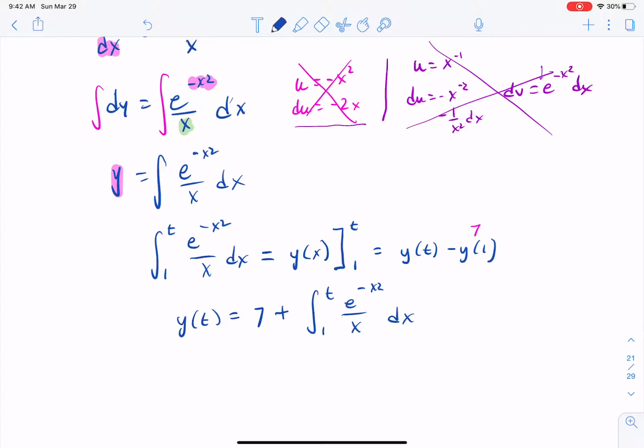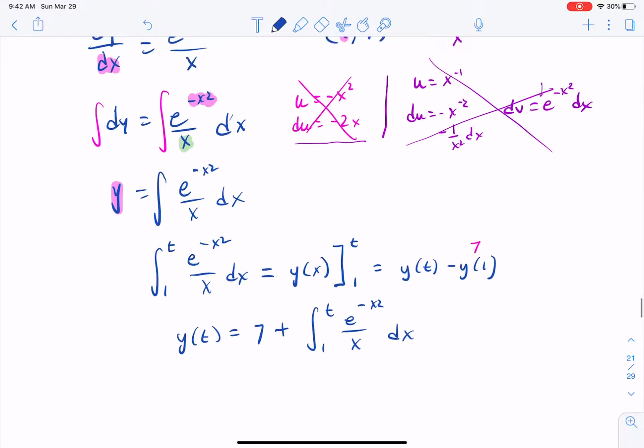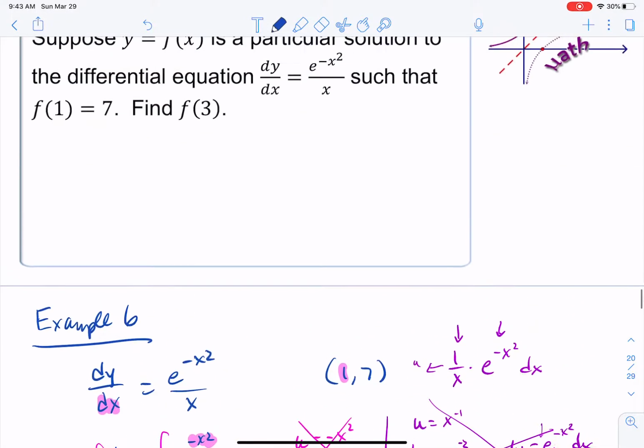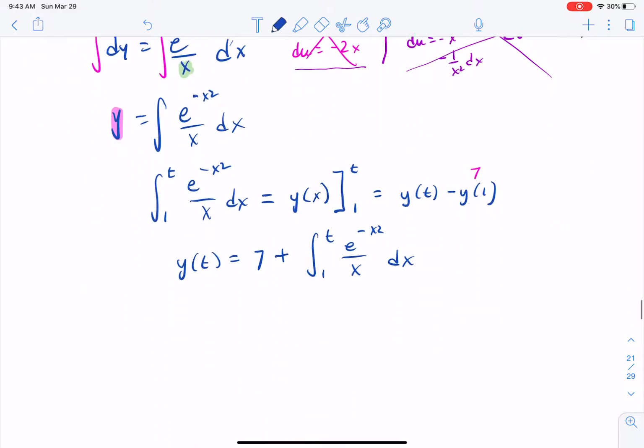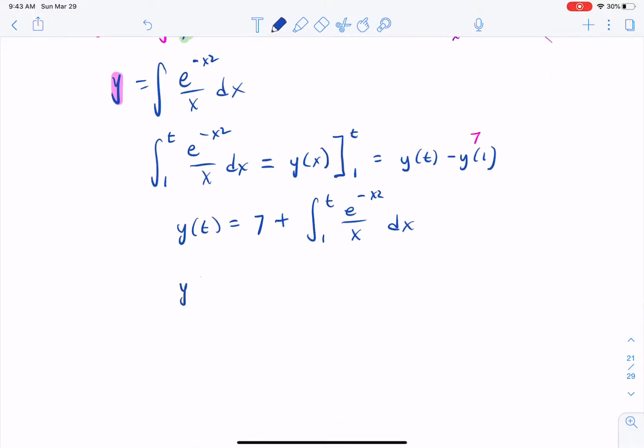And now we have an equation that's going to give us any particular solution that we want, or to approximate it using a calculator. And if I'm not mistaken, it wants us to find y of 3. So y of 3 is equal to 7 plus the definite integral from 1 to 3 of e to the negative x squared over x dx. And like I said, it's time for the calculator.